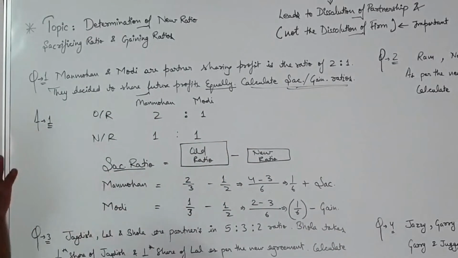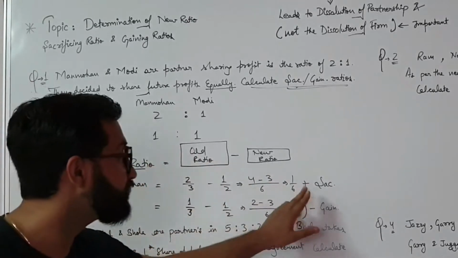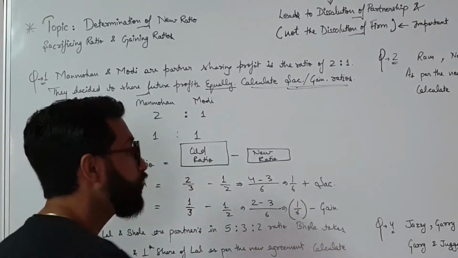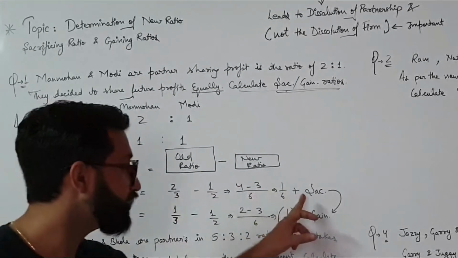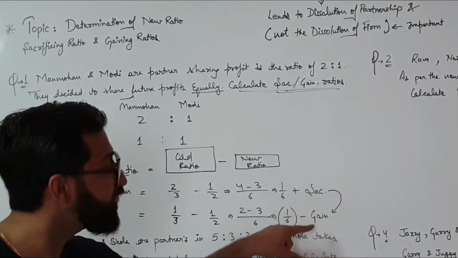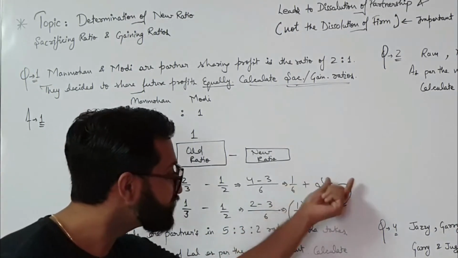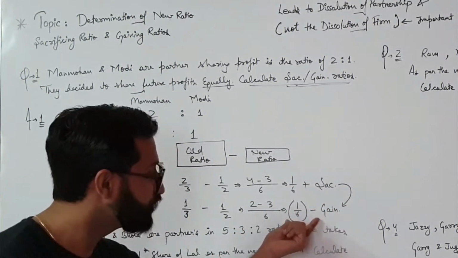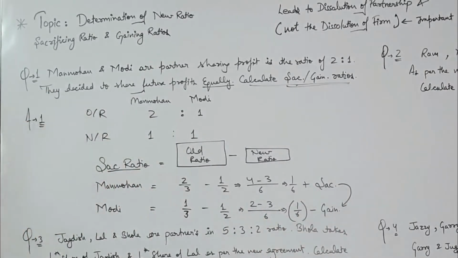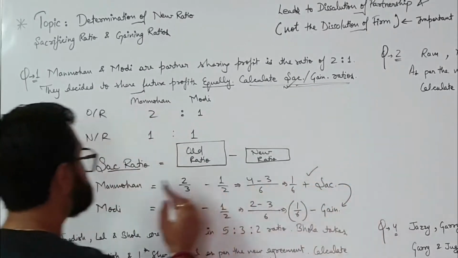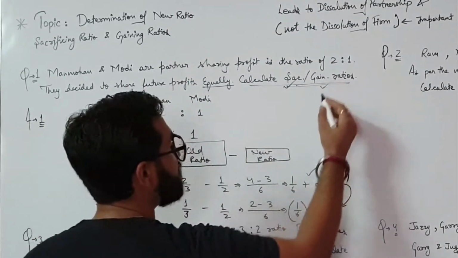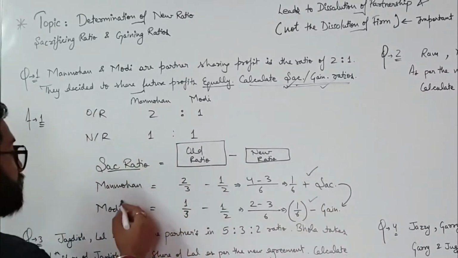Therefore, in the first question, Manmohan ji is sacrificing 1/6 share, which is then acquired by Modi Saab. Means to say, when one partner is sacrificing, another is gaining that part only. What Manmohan Singh is sacrificing is gained by Modi Saab. So here the sacrificing ratio is 1/6 by Manmohan and the gaining ratio is 1/6 by Modi Saab.